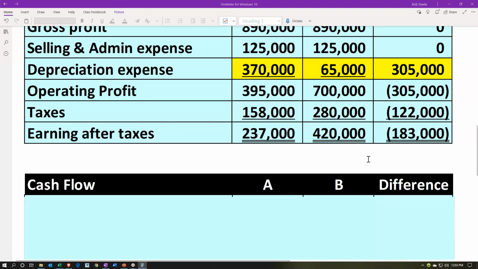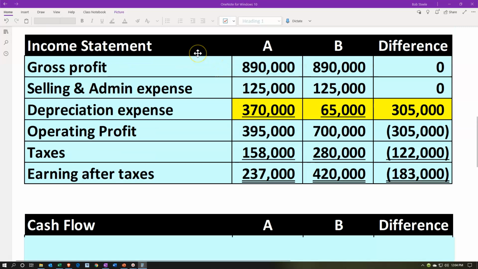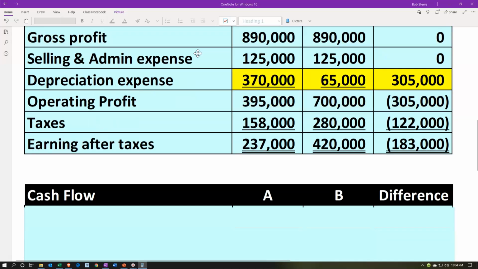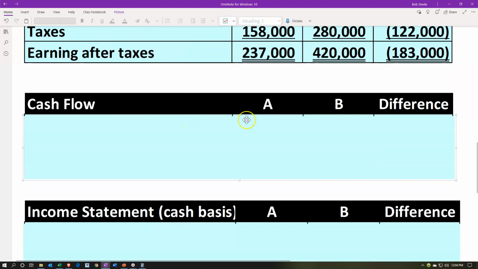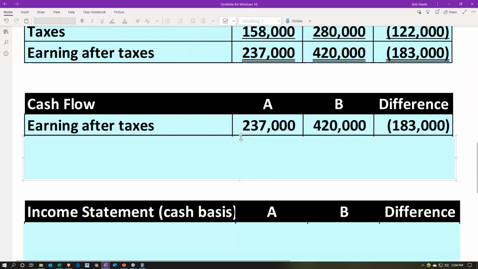Let's do this on a cash flow basis. Let's say we weren't on an accrual basis, but we were on a cash basis. And you can imagine the transaction that's going to happen. We can do this two different ways. Let's first take our net income as we would do on a statement of cash flow and basically back into what we would be on a cash flow basis.